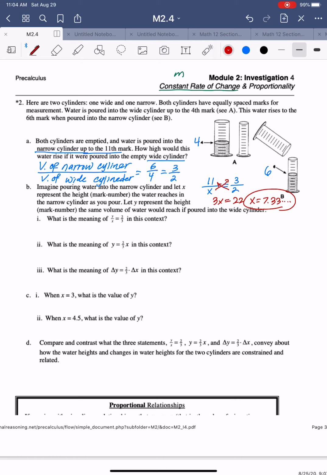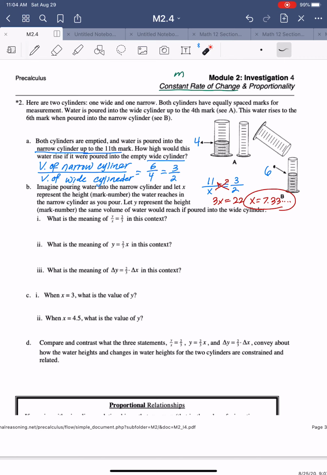All right, B: imagine pouring water into the narrow cylinder and let x represent the height of the water reaching the narrow cylinder. As you pour, let y represent the height of the same volume of water if poured into the wide cylinder. We're looking for the meaning of the equation y over x equals 2/3. This is a ratio, which I already used in part A: the ratio of the mark number that the same amount of water would reach in the wide cylinder to the mark number this water reached in the narrow cylinder.